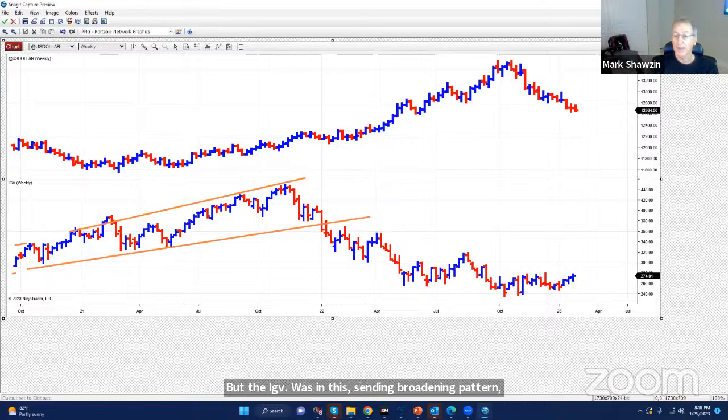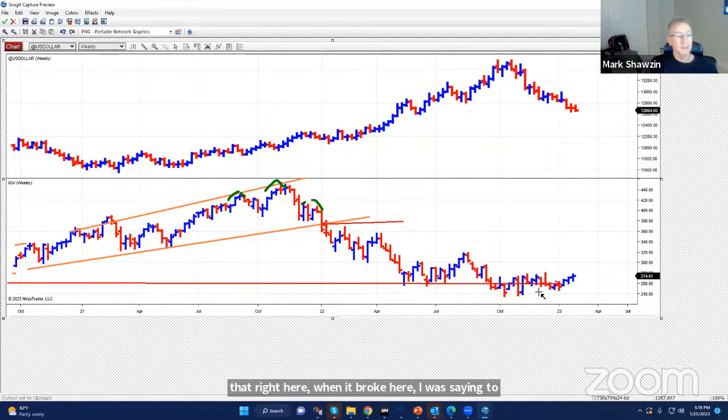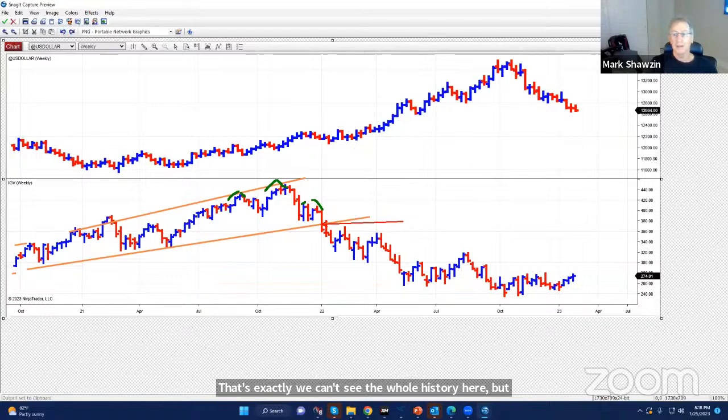And then it also had this head and shoulders. I was saying that right here, when it broke here, I was saying to our members at 370, this thing's coming down to 340, 260. We can't see the whole history here, but that's where the beginning of the pattern started.